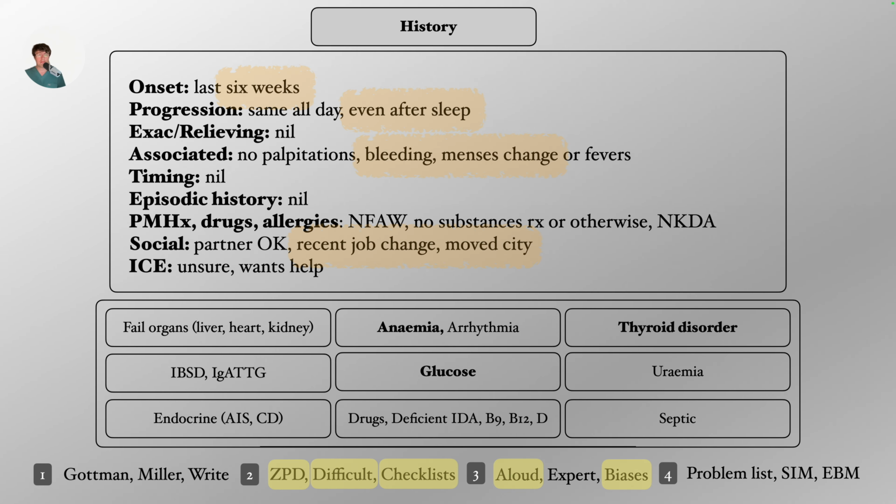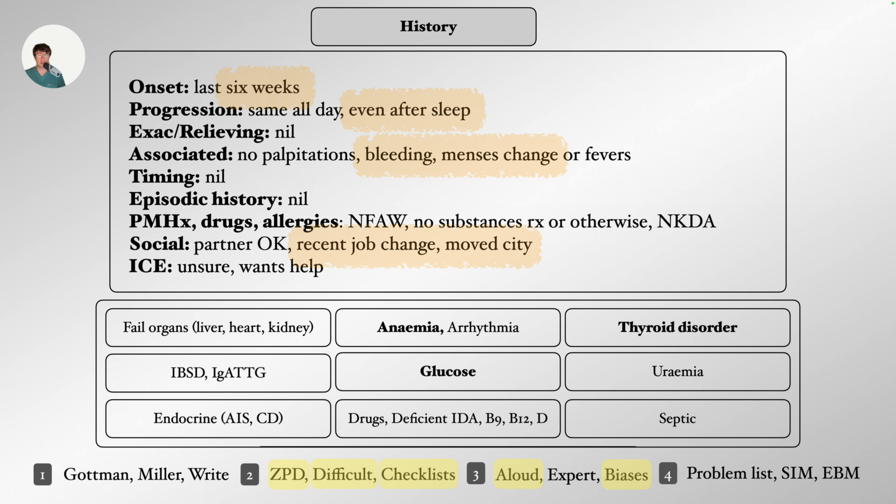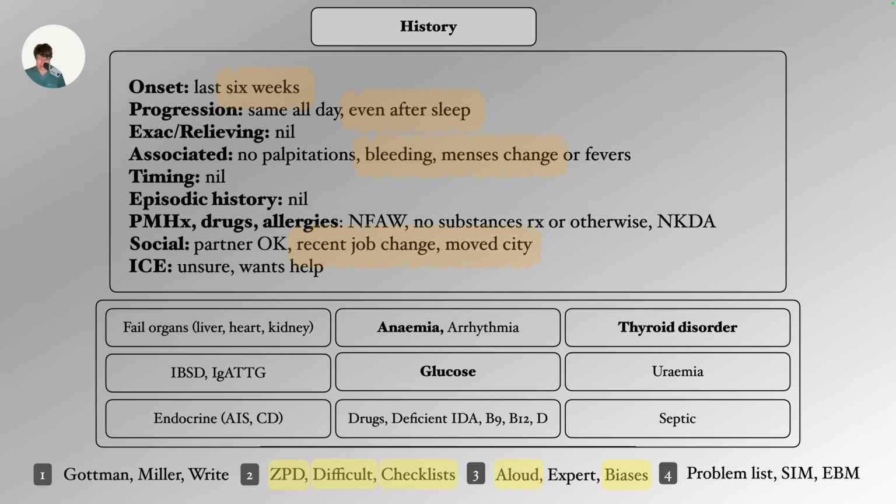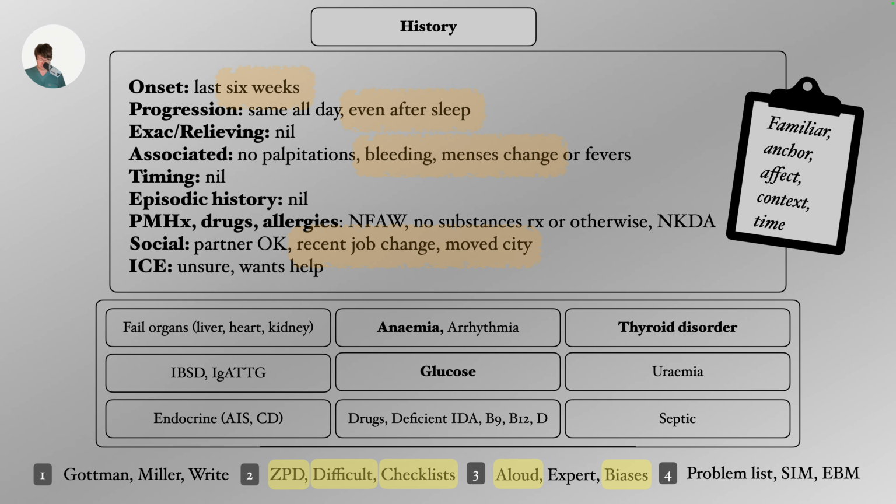So I've highlighted some key points there: 6 weeks, same after sleep, no bleeding or menstrual change, recent job change, moved city. Okay, so hopefully things should be becoming a little bit clearer for you at this point.